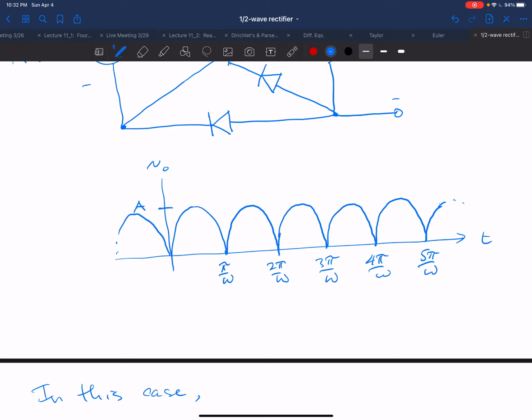And that's another big advantage if we're trying to build a DC power supply. We want to get rid of any sinusoidal components, and now the lowest frequency sinusoidal component that we have to deal with is at twice the frequency of that which we had in the case of the half-wave rectifier.